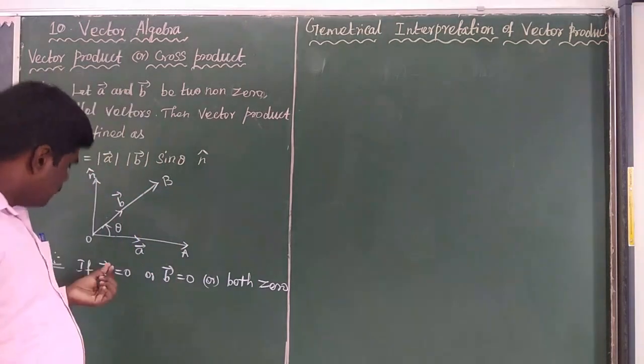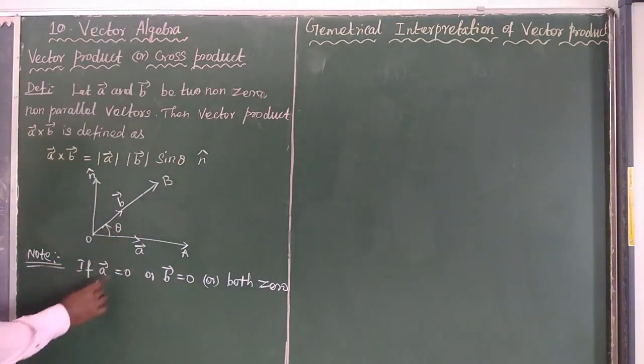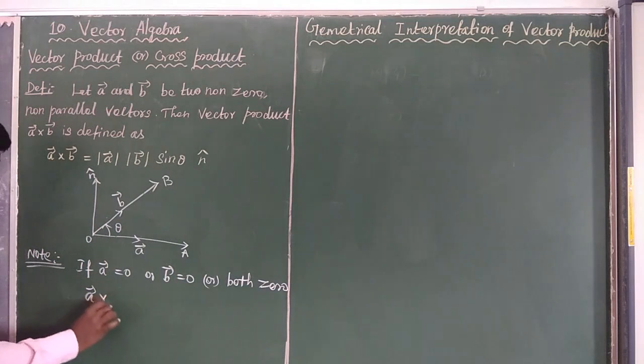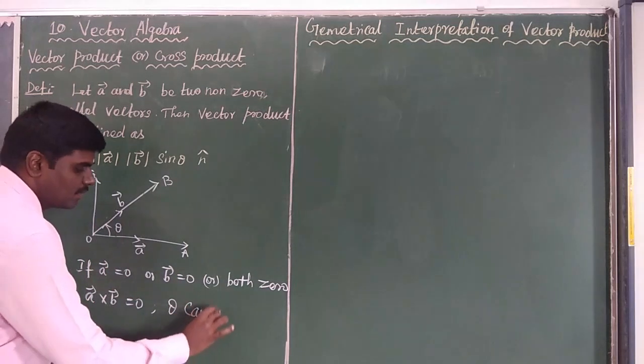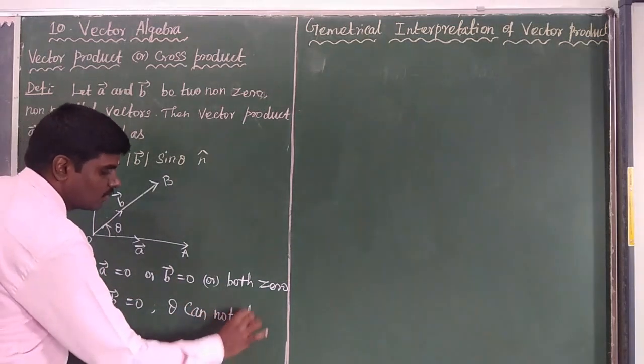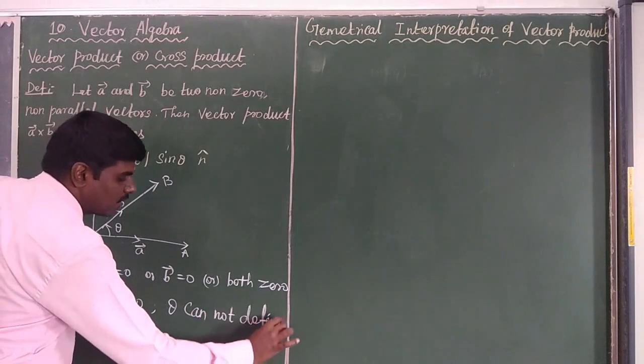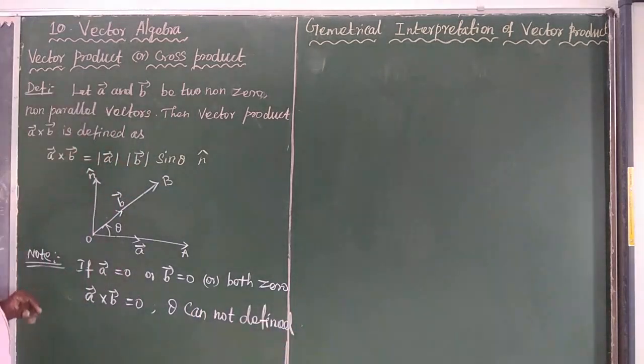So here A cross B is equal to 0 and theta cannot be defined. It is undefined. That's clear. That is point number 1.